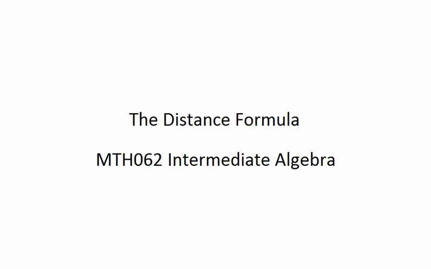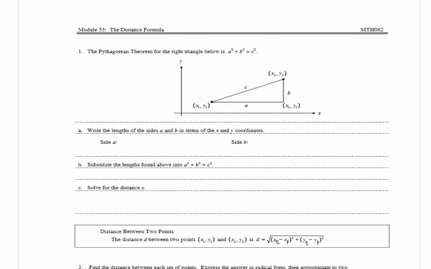In this video, we're going to be looking at the distance formula. In 1, the Pythagorean theorem for the right triangle below is a squared plus b squared is equal to c squared. In A, they want us to write the lengths of the sides A and B in terms of the x and y coordinates. So side A, which is represented by this highlighted line, is going to be x2 minus x1. And side B is here, and that's going to be y2 minus y1.